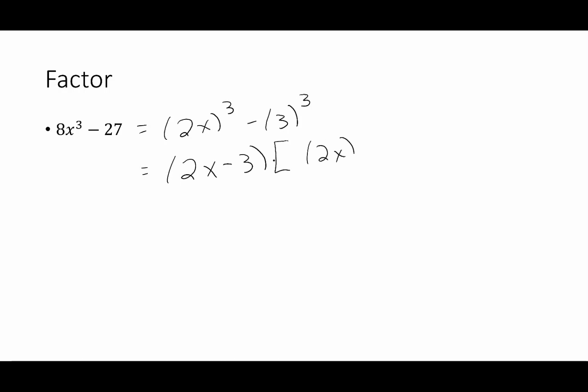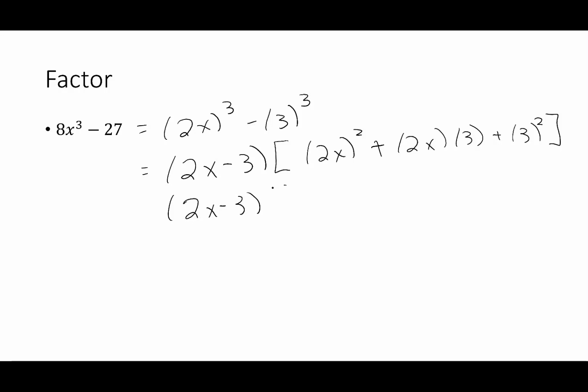Let's switch over to some differences of cubes. So I'm going to start with 8x cubed minus 27. We'll write this as 2x cubed minus 3 cubed. That becomes 2x minus 3 times 2x squared, now plus 2x times 3 plus 3 squared. The pattern changes this time. When I have the difference of cubes, I say minus plus plus. We can simplify that a little bit more.